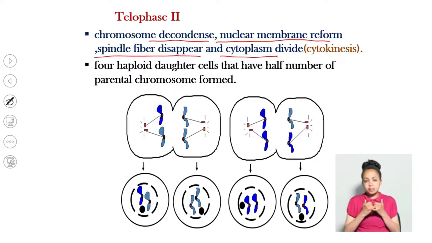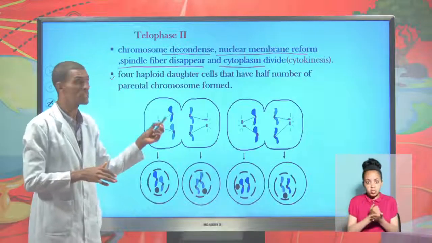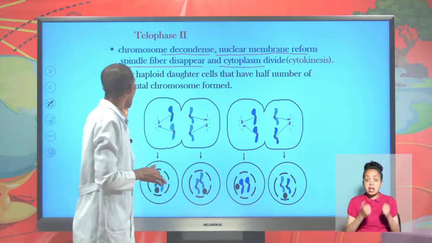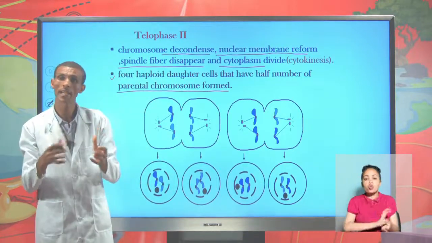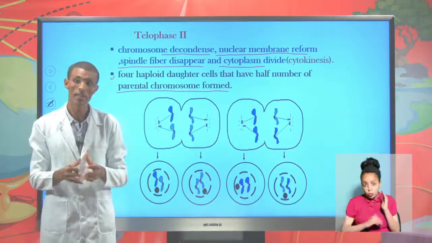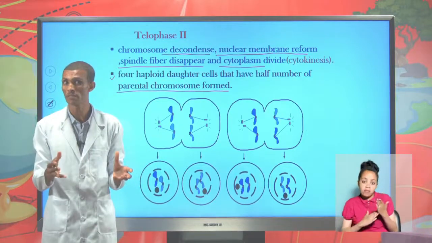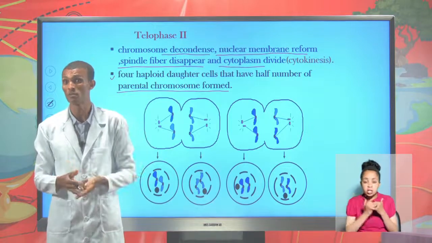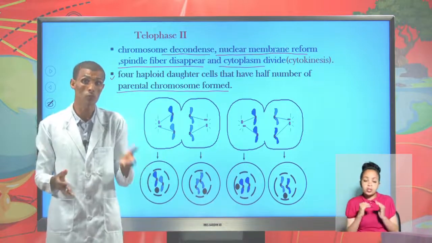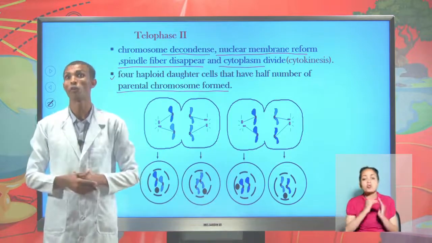Finally, at the end of telophase II of meiosis II, 4 haploid daughter cells are produced, where these 4 haploid cells have half the number of parental chromosomes. They reduce the parental chromosome number by half. If the parental chromosome number is 8, the daughter cells produced at the end of telophase II are reduced by half, which means 4.